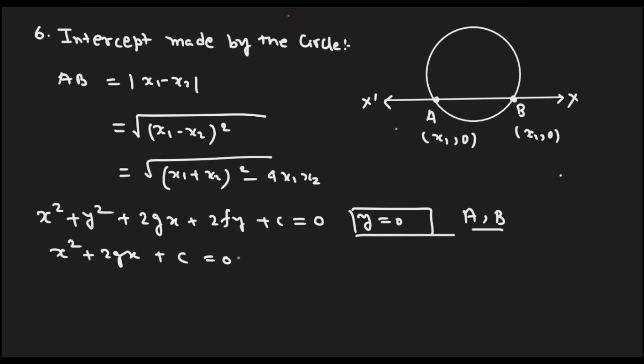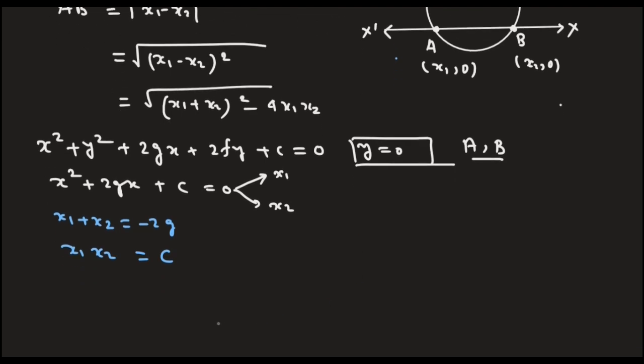Now this is a quadratic equation. It has two roots, one root is x1 and the other root is x2. From here I can find the sum of the roots, x1 plus x2, which is minus 2g, and the product of the roots x1 x2 is c only. So the AB length I can calculate by putting the values: 4g square minus 4c. If I take 4 outside, it will be 2 root over g square minus c.